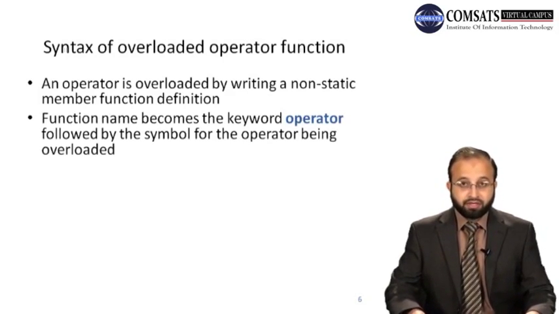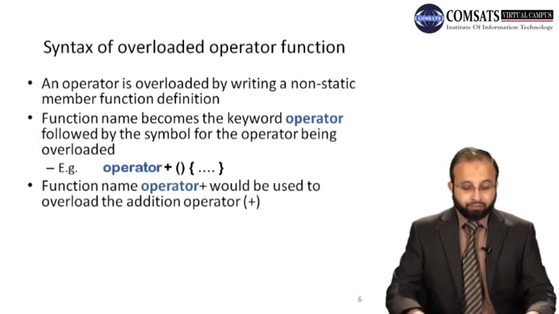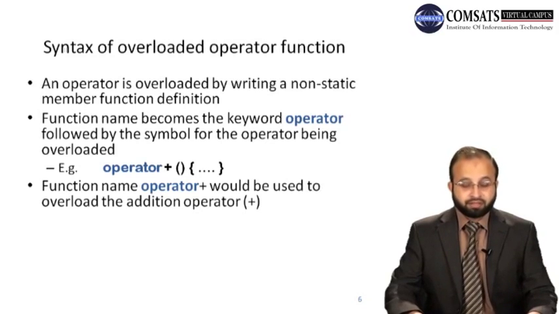So function name becomes the keyword operator. So function name किस तरह से शुरू होगा? Operator, then followed by the symbol for the operator being overloaded. Operator keyword है, उसके बाद किस operator को overload करना है वो उसके बाद आ रहा है, and then the function brackets that contain the parameter or no argument or some argument, and then the curly bracket that tells the block of the function, right? Body of the function. So in this particular example we are overloading the addition operator. So function name operator plus would be used to overload the addition operator plus.